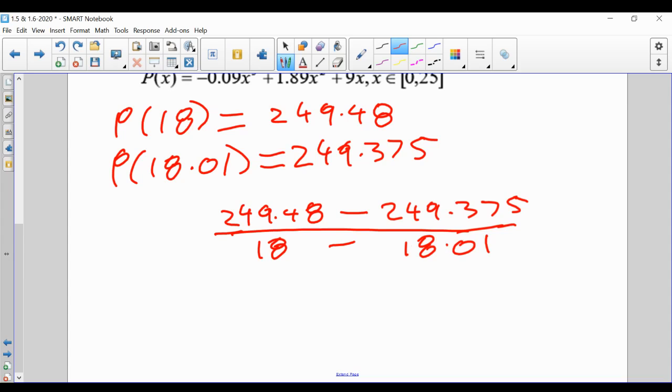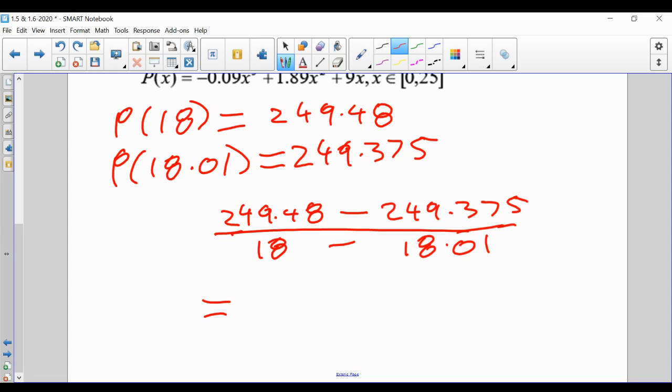So the number that I got from the 18, I put that first. Then I put the 18 under that. The number that I got from the 18.0, I put that second, and I put the 18.01 under it. Okay, so let's see now. I'm going to take the 249.48 and minus from it 249.375. I'm getting 0.21. If you're not getting the same thing, you let me know.